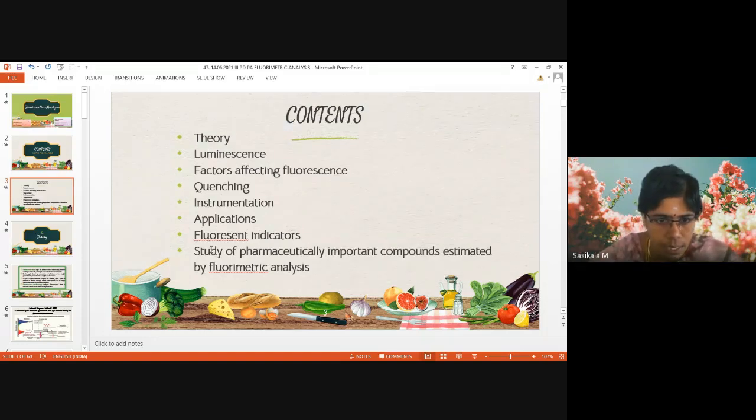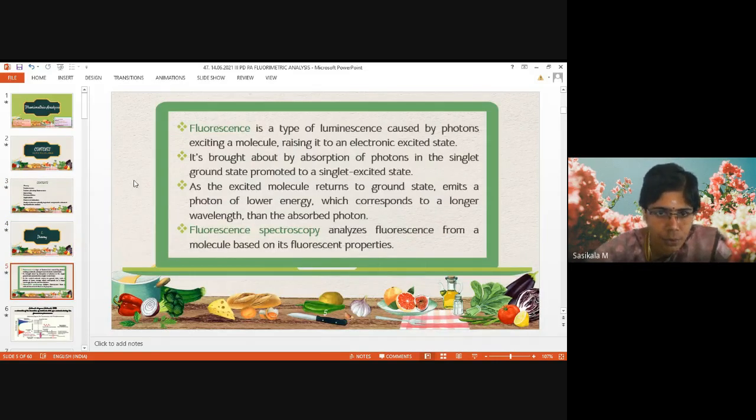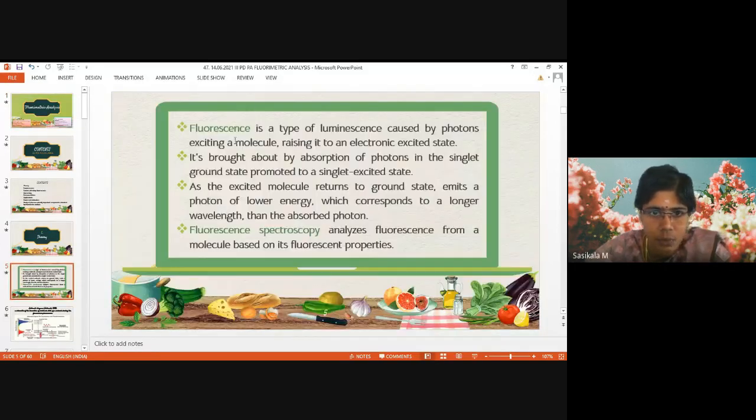So these 8 titles you are going to learn under the fluorimetric method. Now let's move on to the first part, theory. Theory behind fluorimetric analysis. Before that, let's see what is fluorescence. Fluorescence means you will be knowing some colored thing, right? Color, emission of some color. Likewise, that is why it is called fluorimetric analysis. So now let's see what is fluorescence.